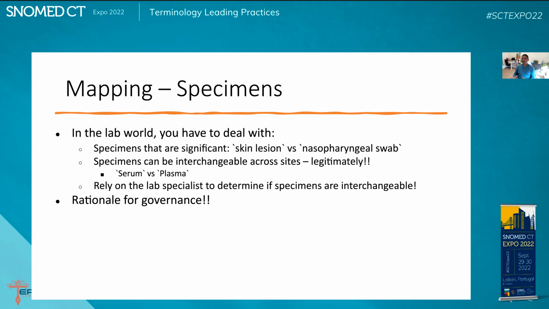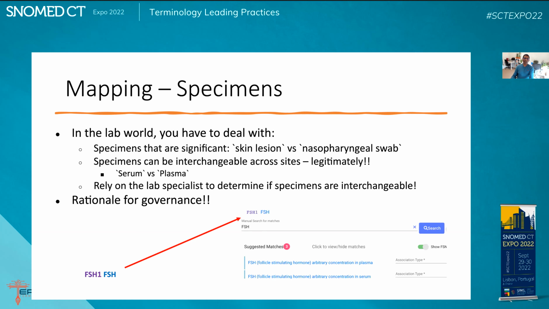But there can also be cases where specimens are actually not significant. So when you're trying to say this test is the same as this test, they might not be significant. The only people who can make this determination are actually the people in the lab. Okay, so that's another reason why we keep saying governance, consensus, this is absolutely important. So let's take an example. I've got an example of FSH.